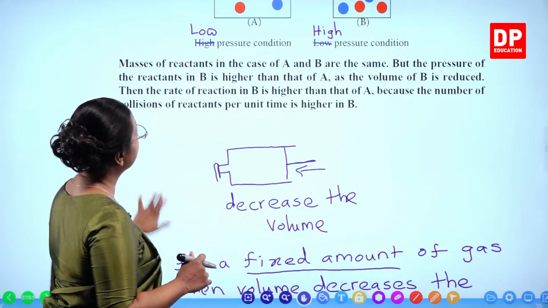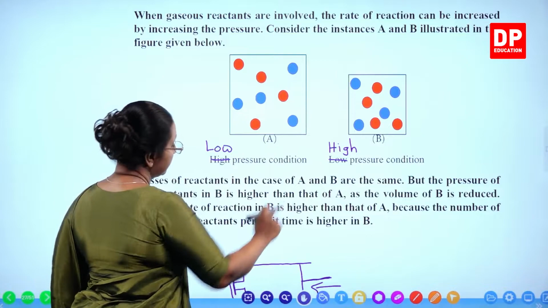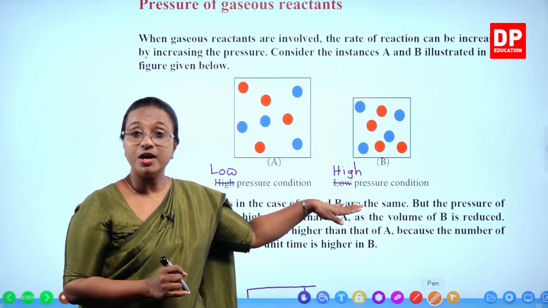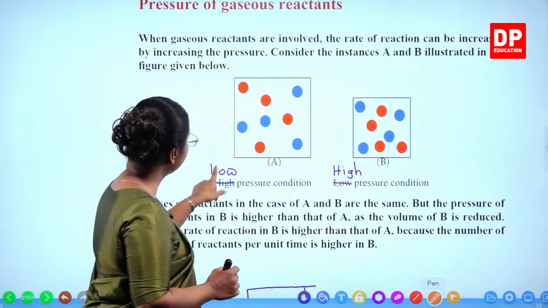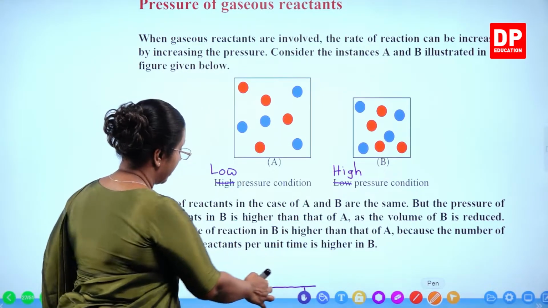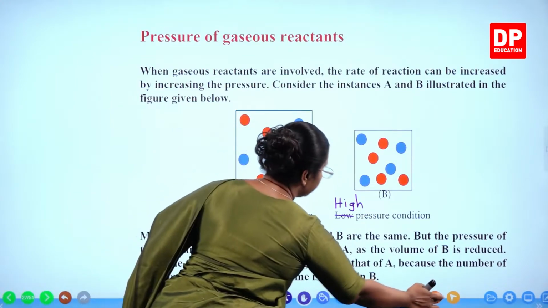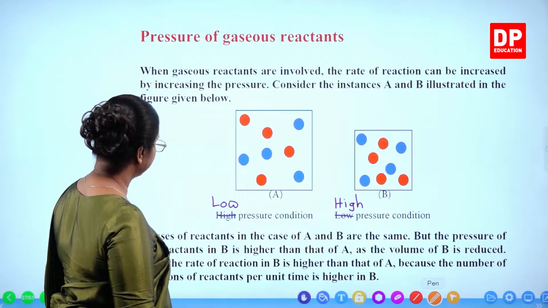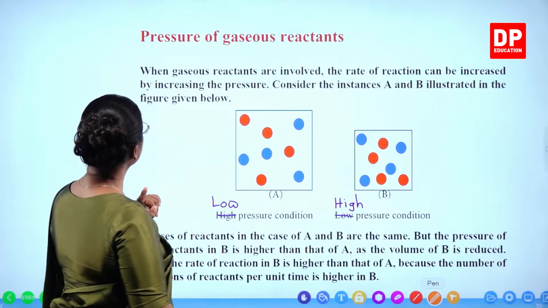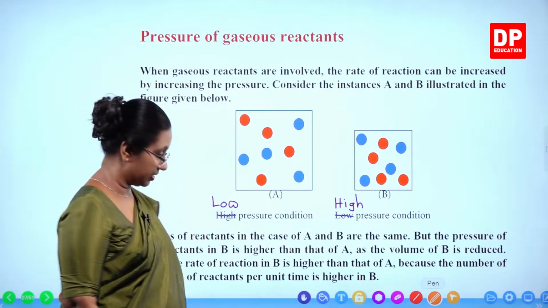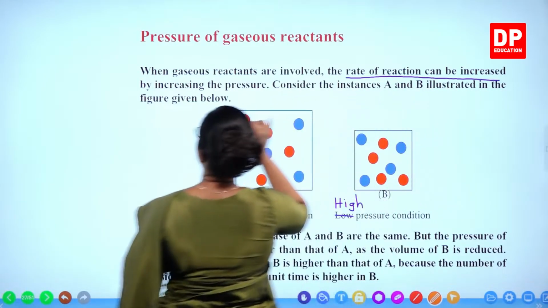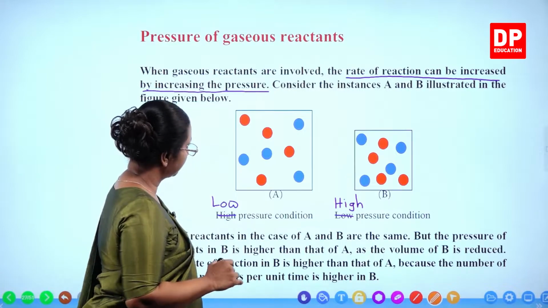So that is what you need to understand. Now if we go back to the slide, can you see this now? I told you all to correct this diagram, the labels given under the diagram in your textbook. This should be low pressure condition, this should be high pressure condition. So there. Pressure of gaseous reactants. When gaseous reactants are involved, the rate of reaction can be increased by increasing the pressure. Very important. Here, rate of reaction can be increased by increasing the pressure.